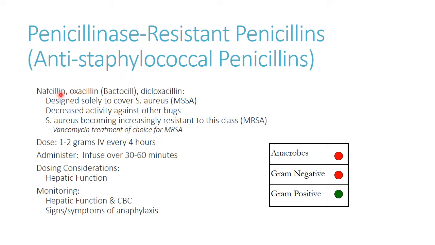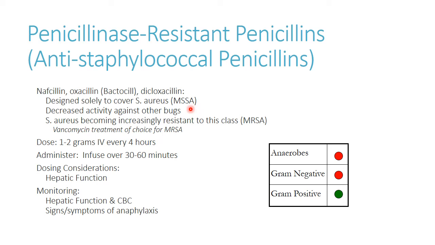The three that we use nowadays are nafcillin, oxacillin, and dicloxacillin. Those are our anti-staphylococcal penicillins. These are primarily designed solely to cover MSSA. Because they have a very narrow spectrum, we don't use them a lot for empiric therapy, because they wouldn't cover a broad spectrum of bugs if I wasn't sure what the cause of the infection is.